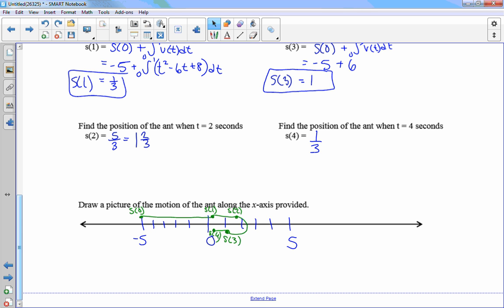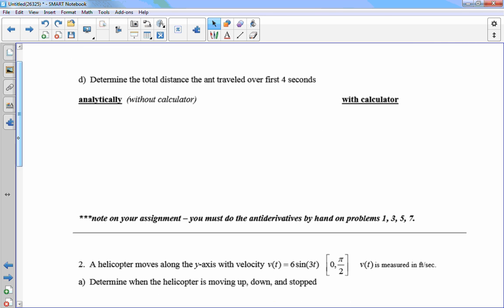Determine the total distance. How is total distance different than total area or total displacement? As far as it traveled, but in this case, we have going in the positives and the negatives. So how do you know the total distance traveled if there's positives and negatives? Absolute value. Yep, exactly.